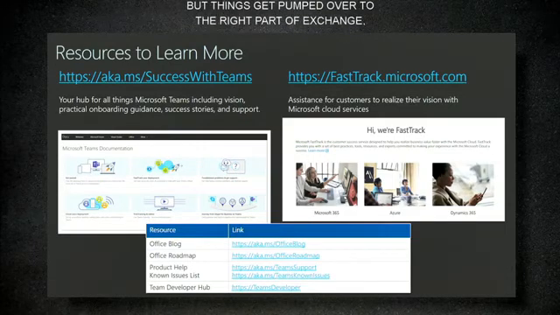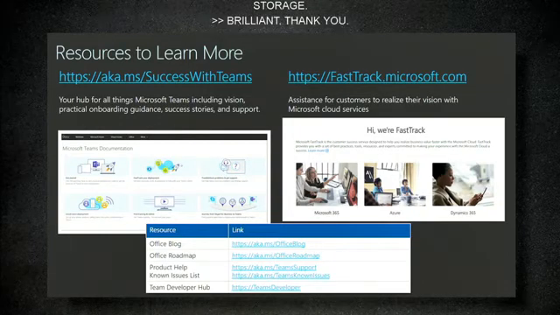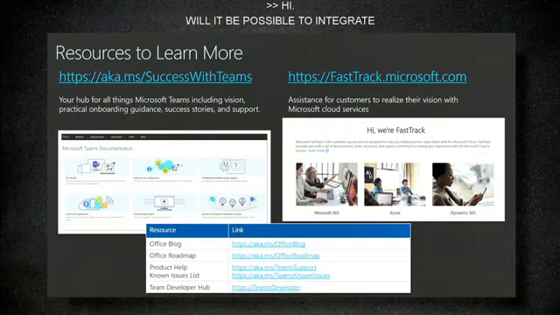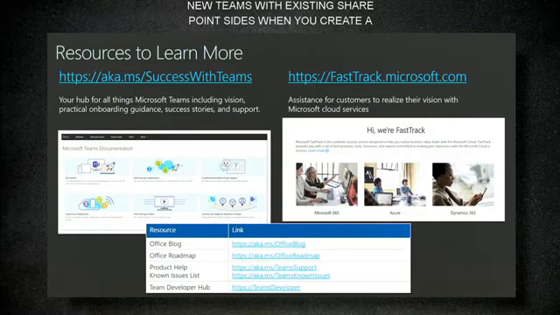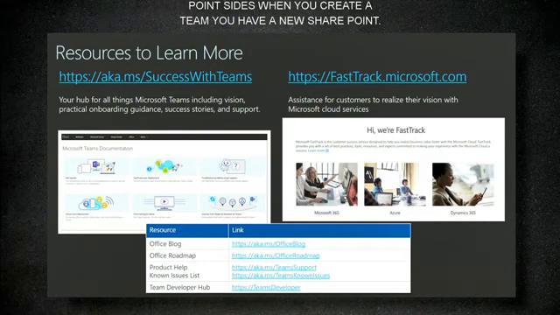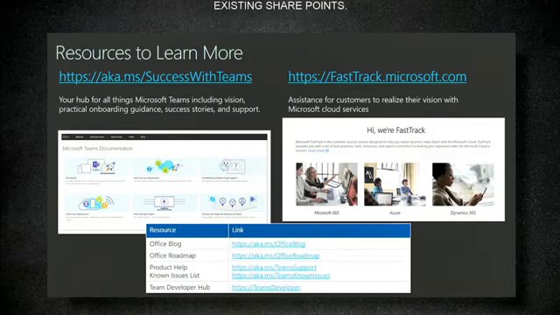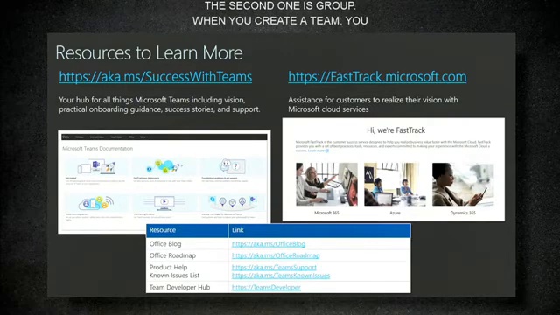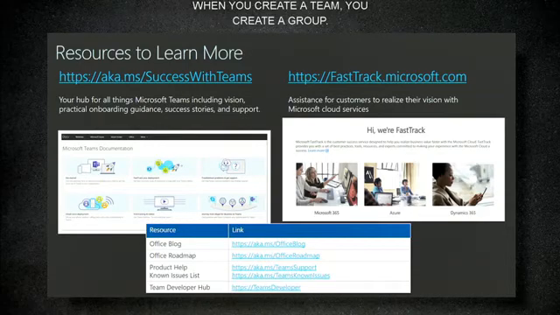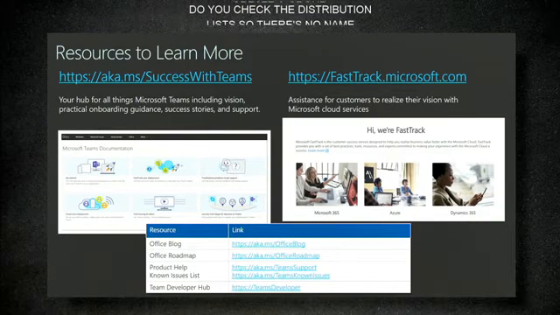Hi, thank you. Will it be possible to integrate new teams with existing SharePoint sites? When you create a team, you get a new SharePoint, but some groups already have their existing SharePoint. Can you combine the two, or do you have to start over or migrate? The second question is about groups. When you create a team, you create a group. Do you check the existing distribution lists so there are no name conflicts? We had this problem before, especially in hybrid environments.